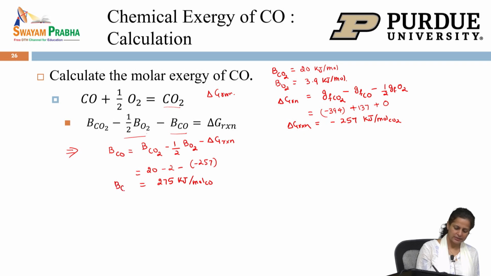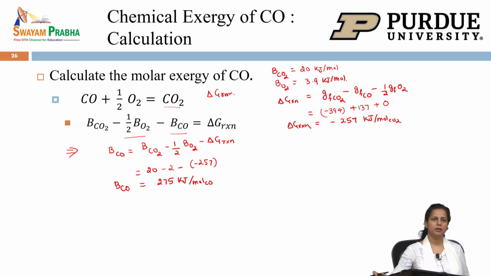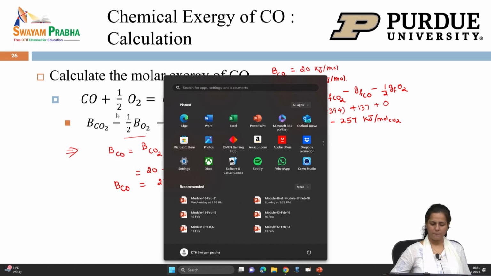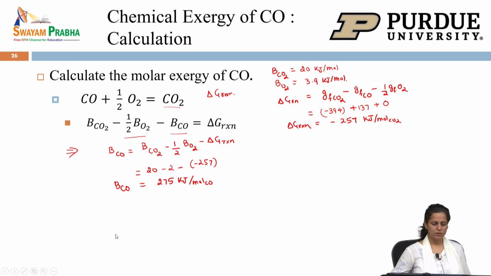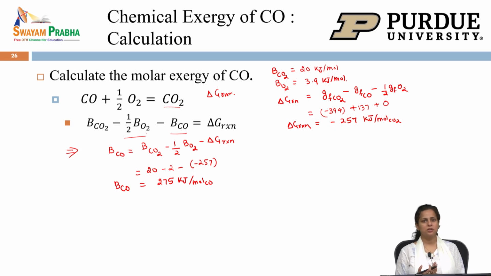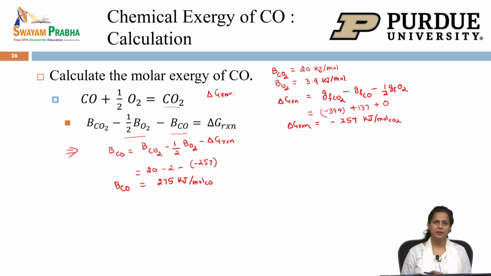So, you can see that the exergy of carbon monoxide is very high, and the reason is that it is not a reference substance. So, you need to actually bring it down to the reference substance. So, using this process, you can calculate the molar chemical exergy of any fuel or any compound that is entering in your stream and that is not part of a reference system.